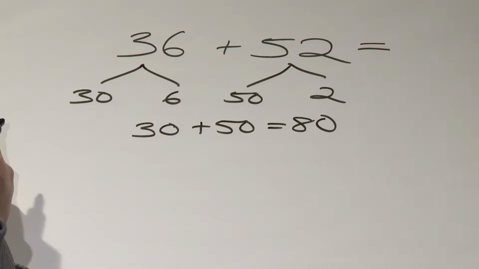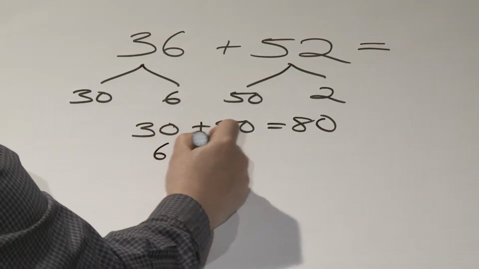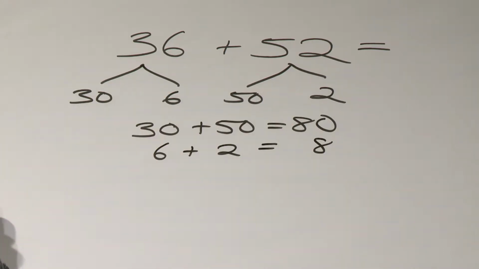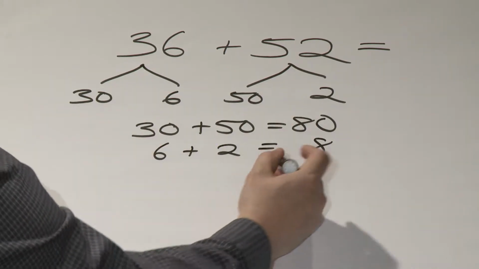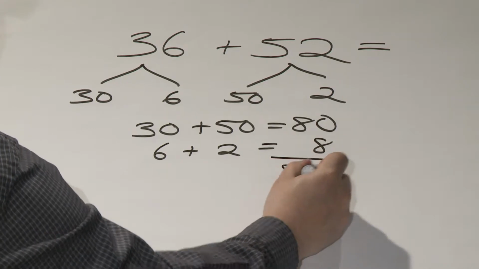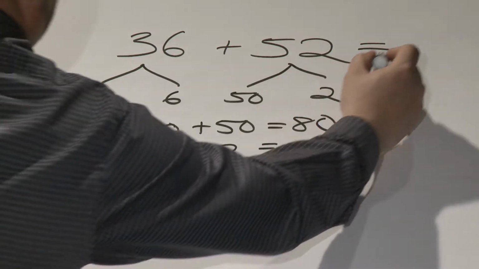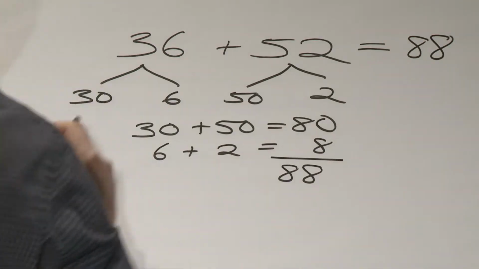30 plus 50 is 80. And 6 plus 2 is 8. If I add these partials, I have a sum of 88. So therefore, 36 plus 52 is 88. Partial sums always works, even in situations when we need to regroup.